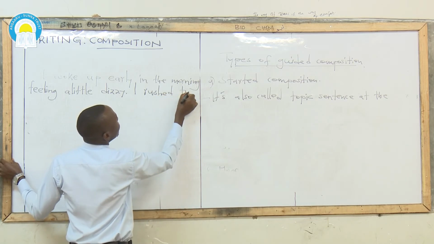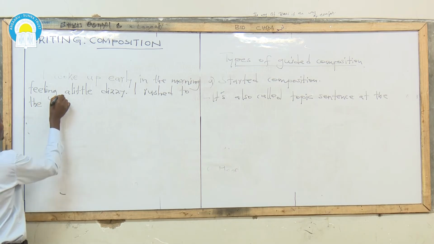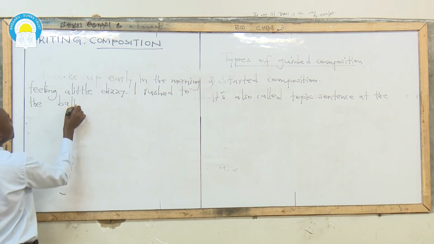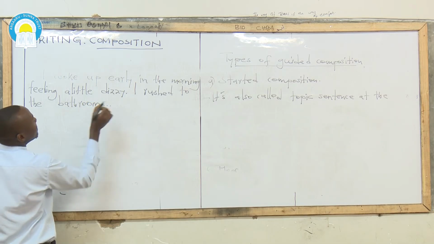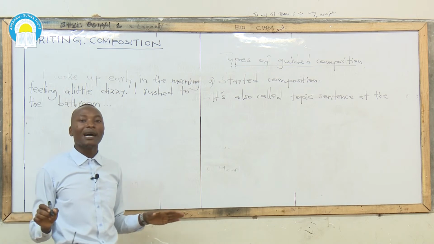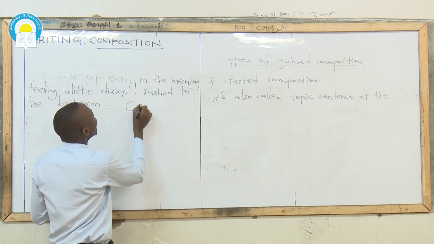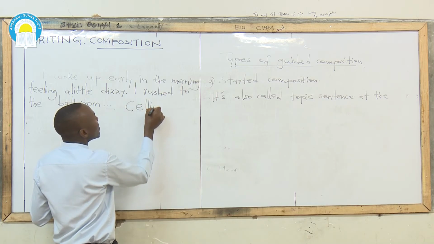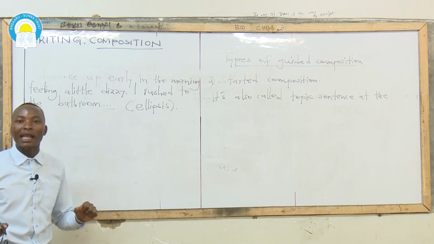I rushed to the bathroom. Then we have the 3 dots. Then the learner is told to complete the composition, making it as interesting as possible. Now, these 3 dots are called ellipses.